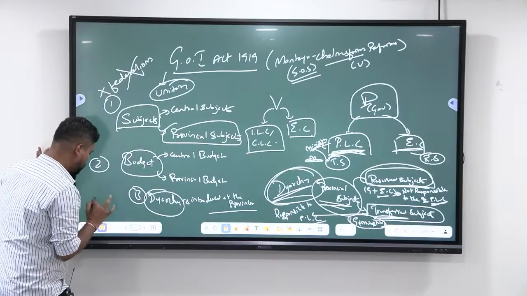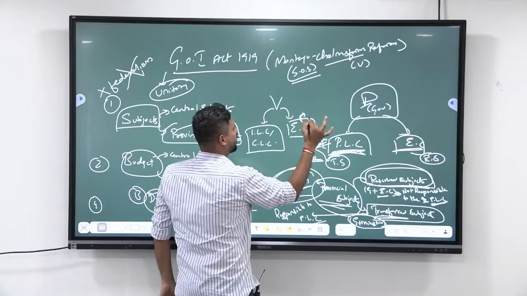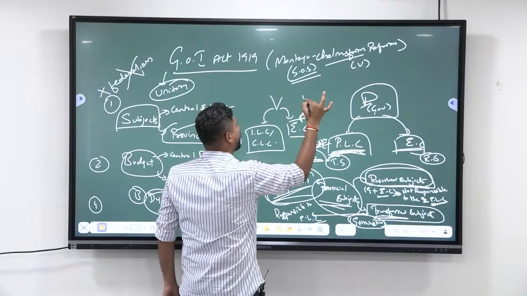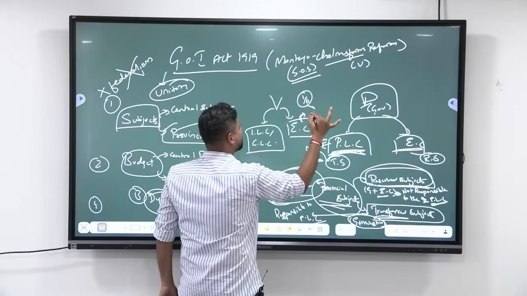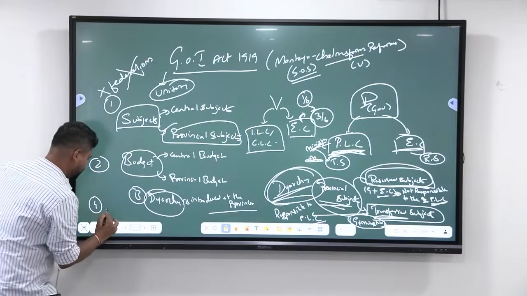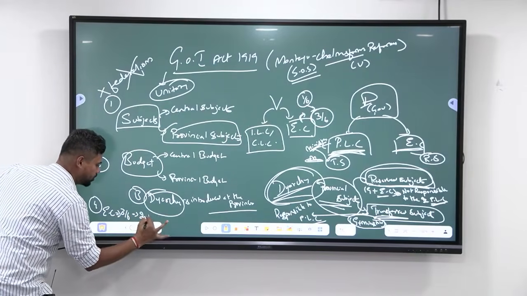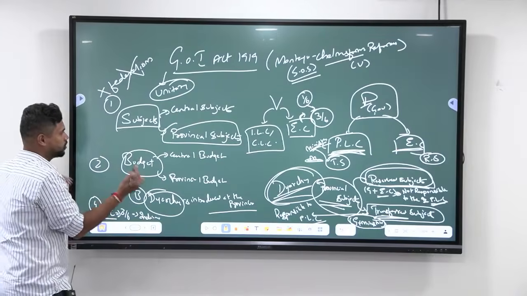Okay. The fourth one is at the central level. At the central level, in the Executive Council, I told you that in 1909, 1 out of 6 members was Indian. Now they will say 3 out of 6 members should be Indians. So that is one more change that they make.